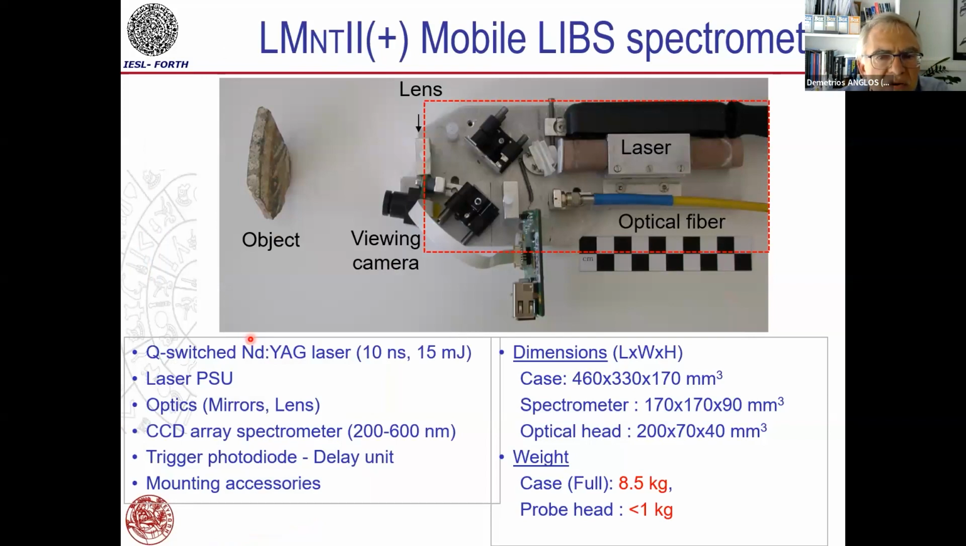This is the interior of this probe head. You can see a small Q-switched Nd:YAG laser that produces nanosecond pulses at 1064 nanometers. The beam is directed through a pierced mirror onto a target object. Over there, it forms plasma, and the plasma emission is collected backwards through the same lens, reflected onto the mirrors, and coupled into the optical fiber that takes it to the spectrometer, and we record the emission spectrum.